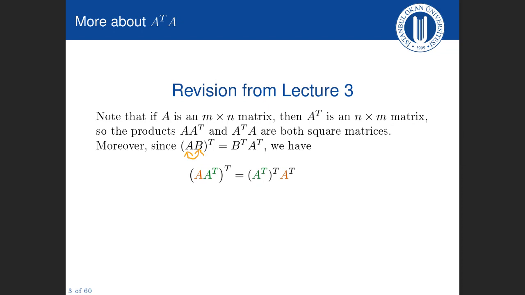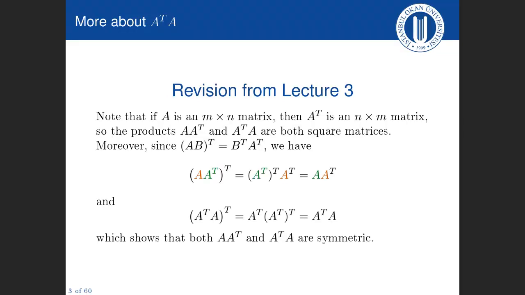And using that, we can calculate the transpose of A transpose A, swapping the order. Instead of orange then green, we swap it so it's green then orange, and then put a transpose on each matrix. So it's A transpose multiplied by A transpose transpose. But of course, A transpose transpose is just A. So the transpose of A A transpose is just A A transpose, and similarly, the transpose of A transpose A is also A transpose A. This shows that both A A transpose and A transpose A are symmetric matrices.